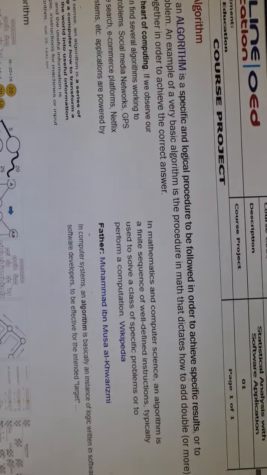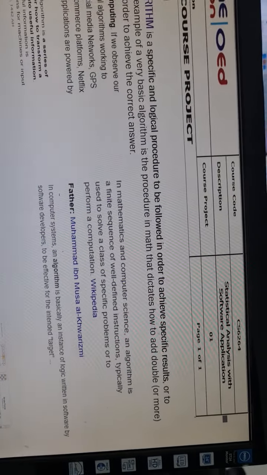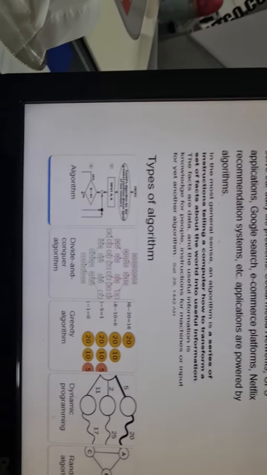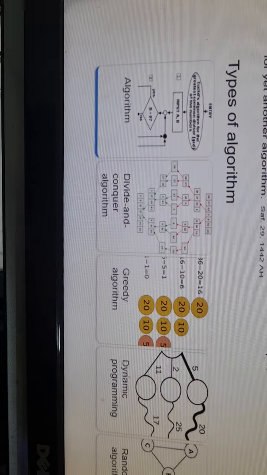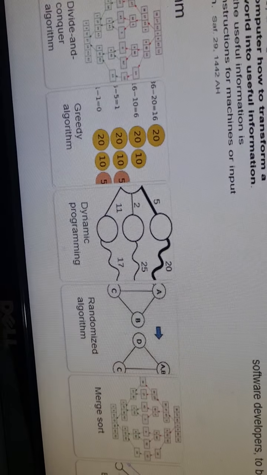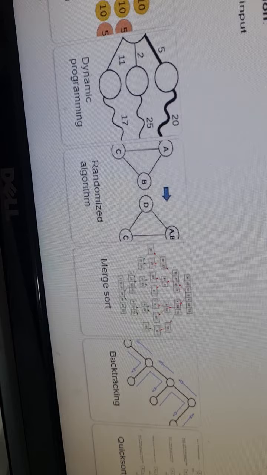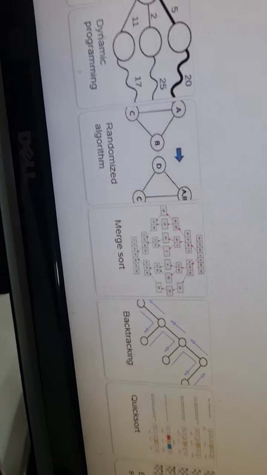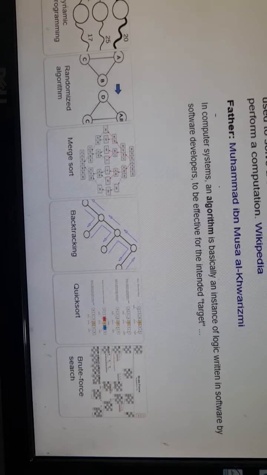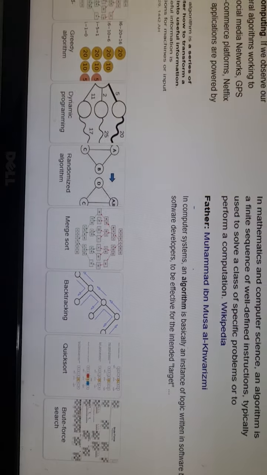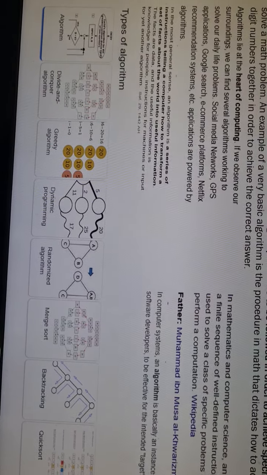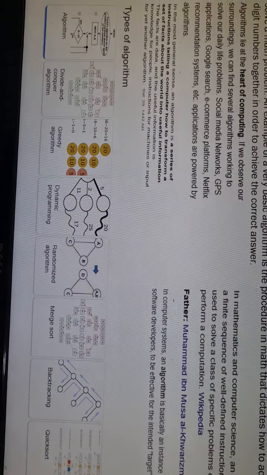But there are types of algorithms. Mainly, we have the divide and conquer algorithm, the greedy algorithm, dynamic programming, the randomized algorithm, merge sort, backtracking, quick sort, and brute force search. These are the types of algorithms that you can look into more deeply for this purpose.